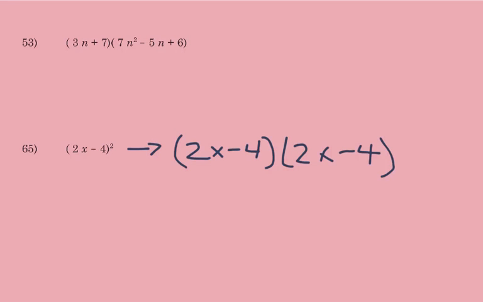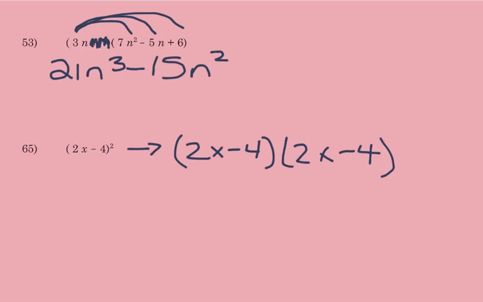Just because we're multiplying 3 times out. Let's kill the 7. Let's do 3n times 7n squared. 3 times 7 is 21. N times n squared, that's 1n, times an additional 2 n's for 3 n's in total. 3n times negative 5n. 3 times negative 5 is negative 15. N times n is n squared. 3n times 6. 3 times 6 is 18. And the n is there.